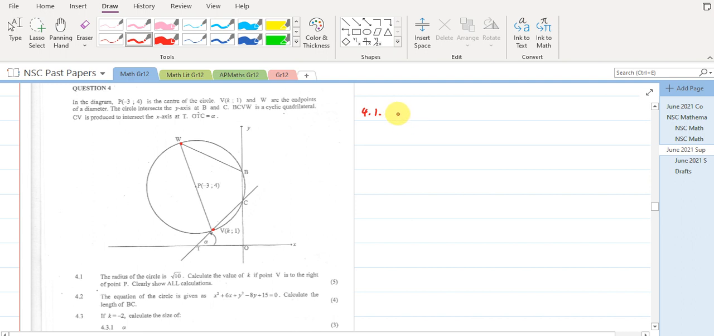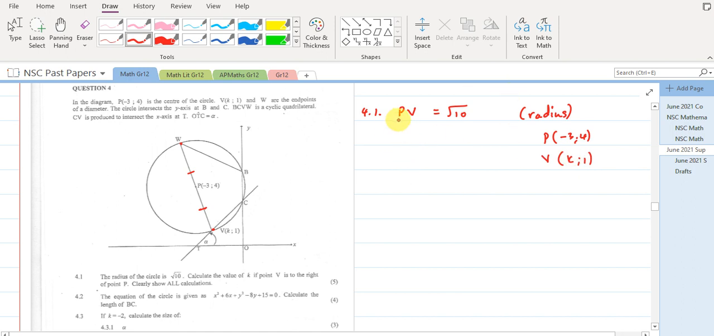PV is equal to square root of 10, which is the radius. So PV is the radius. If we can get the value for k, then we can find the value for W, because these are midpoints. PV is equal to square root of 10. Now the coordinates of P is minus 3 and 4, and the coordinates of V is k and 1.